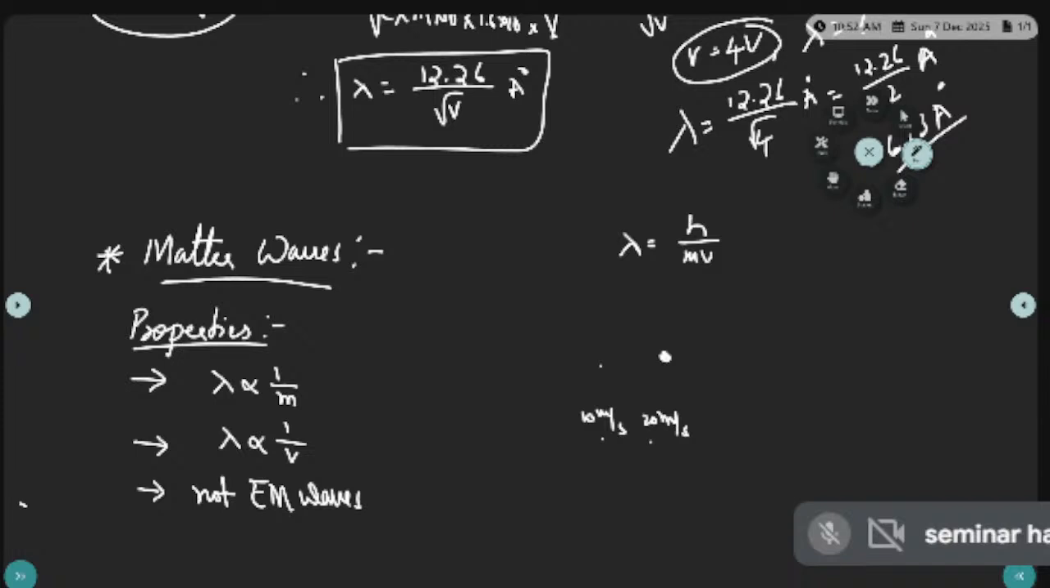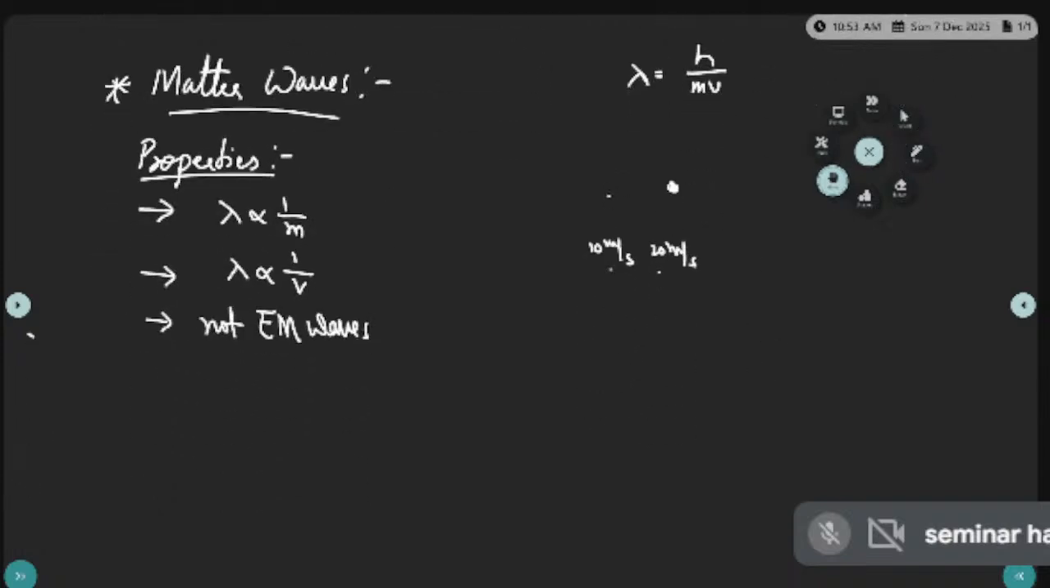Right. The third property: these are not electromagnetic waves. So which are electromagnetic? Light waves. Light waves are electromagnetic waves, but matter waves are not electromagnetic waves. And these waves and light waves are completely different.